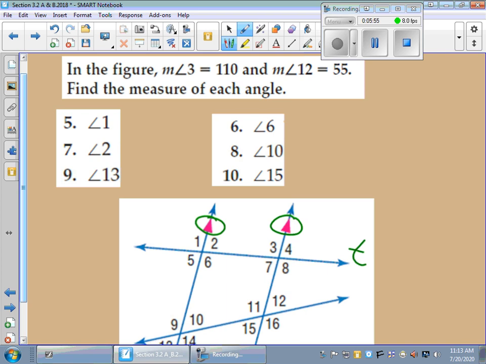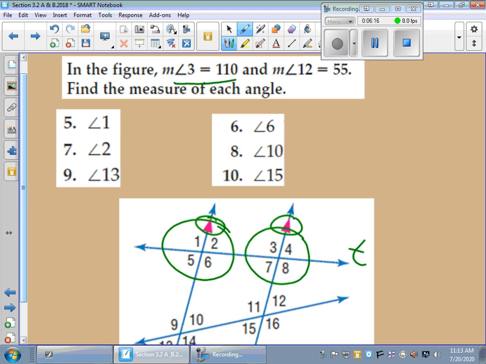So this is a transversal. That means this cluster is going to be related to this cluster. Again, two parallel lines cut by a transversal. It's not going to be going down, it's going to be going across. So when I look to see what they give us in the given, they give us angle 3 is 110.